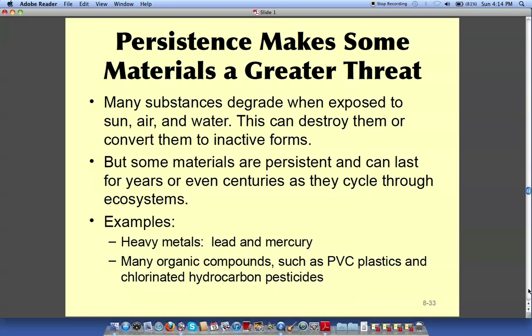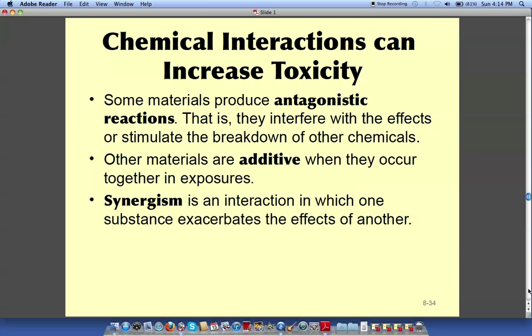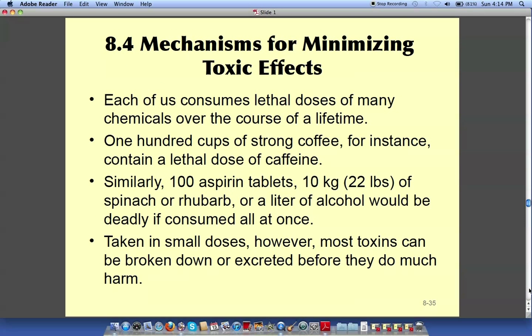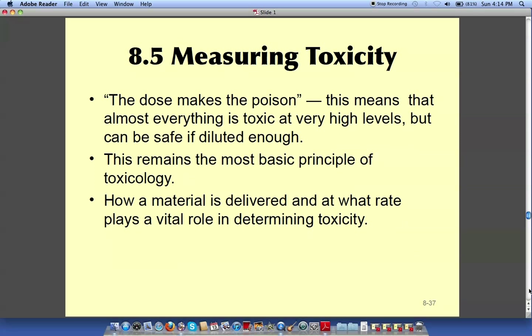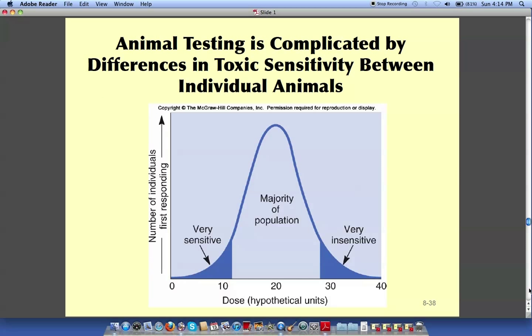Okay. I'll let you read through all of this. How can we minimize the effects of toxins? How do you measure toxicity? Learning about that. Animal testing.